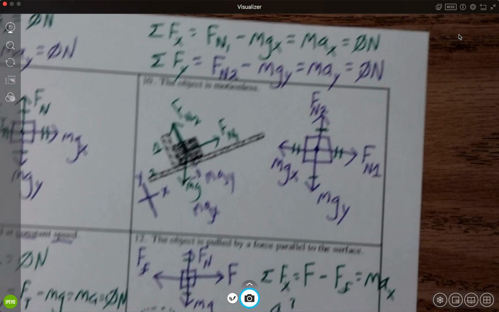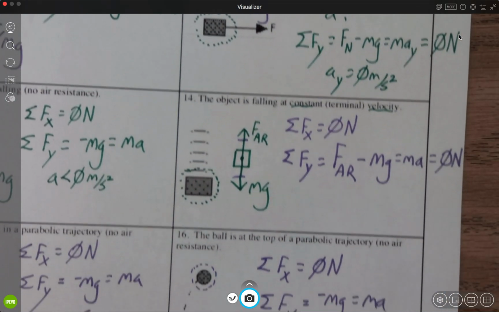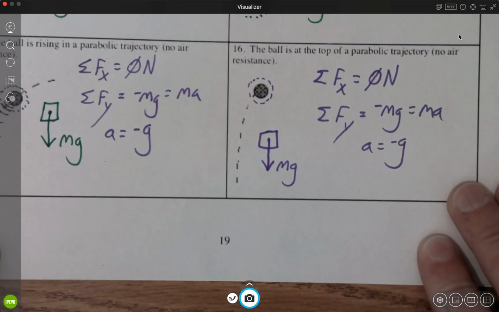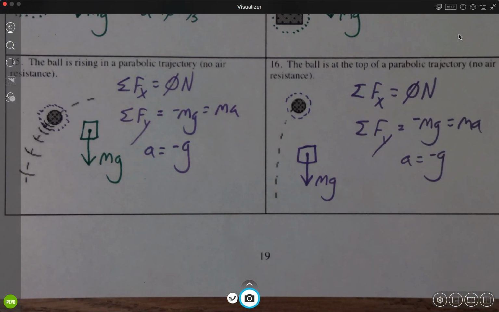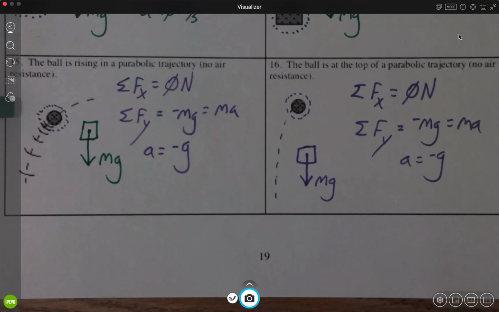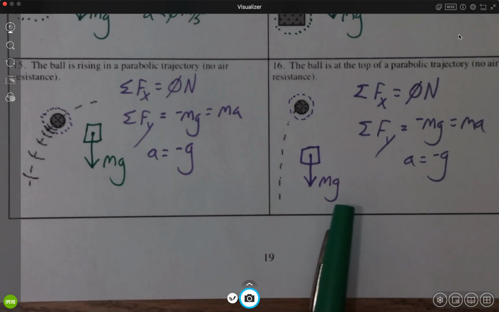As I continue down to number 15 and 16, we have a ball that's in a parabolic curve, and you're going to see that we should get the same type of motion. While the ball's thrown in the air, there's no air resistance, so only mg down.